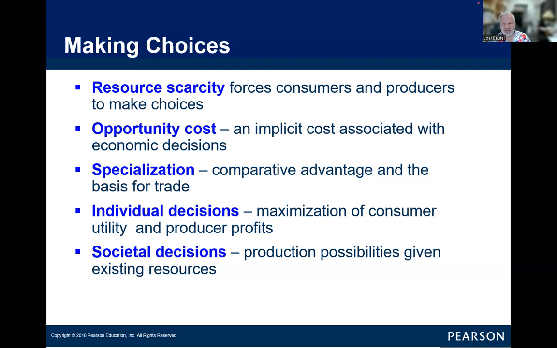Then we have individual decisions, the maximization of consumer utility and producer profits. And then societal decisions. And these are based on a model called production possibilities frontiers, which we'll use to evaluate how societies make decisions about allocating goods and services.